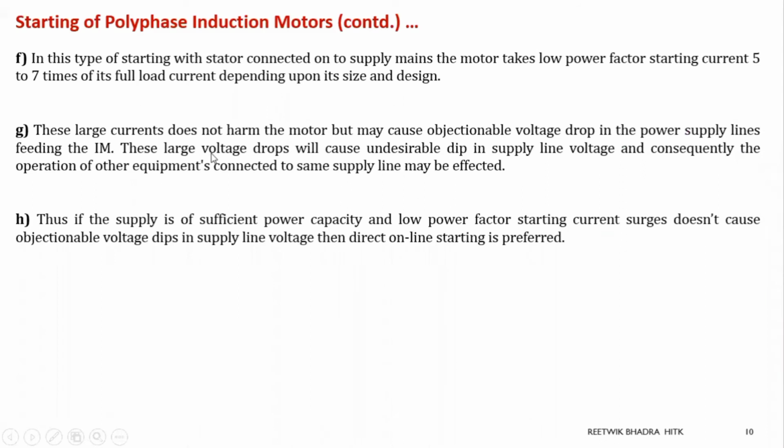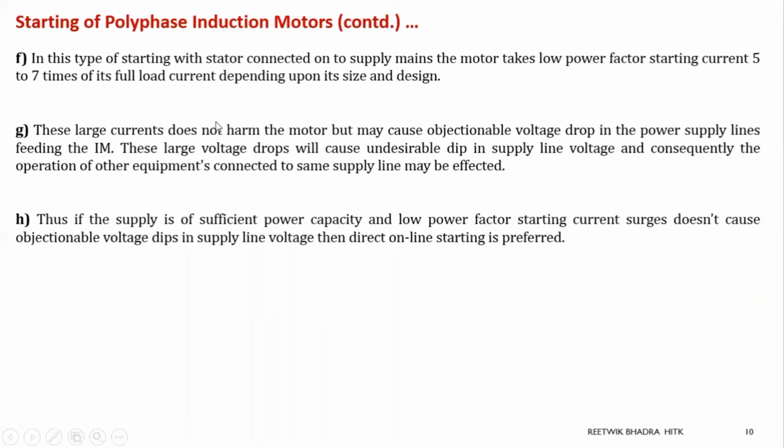These are some of the points written over here. You just go through it. What will happen if I take a DOL starter and all? Because it is directly connected to mains, it will take 5 to 7 times of full load current, and that's why we have to go for reduced voltage starting, and everything is written over here. You just go through it. Okay, I'm not going into detail about this.